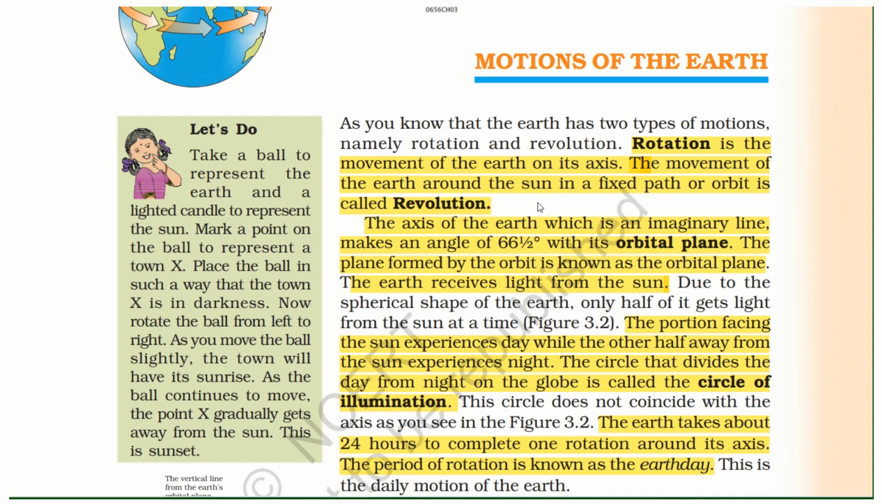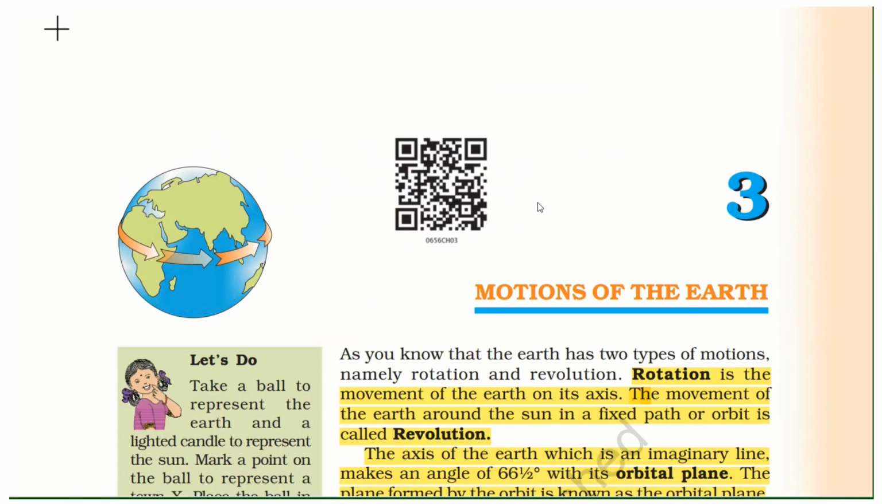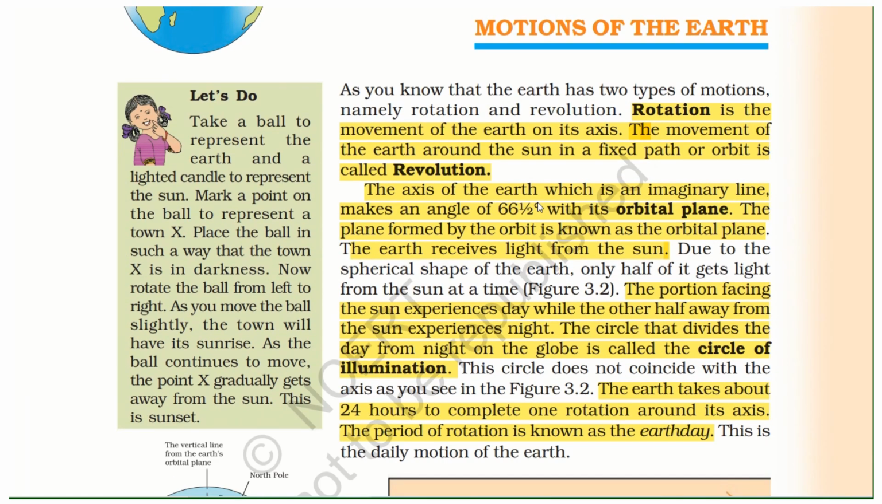The Earth receives light from the Sun. The portion facing the Sun experiences day, while the other half away from the Sun experiences night. The circle that divides the day from night on the globe is called the circle of illumination. The Earth takes about 24 hours to complete one rotation around its axis. The period of rotation is known as an Earth day.